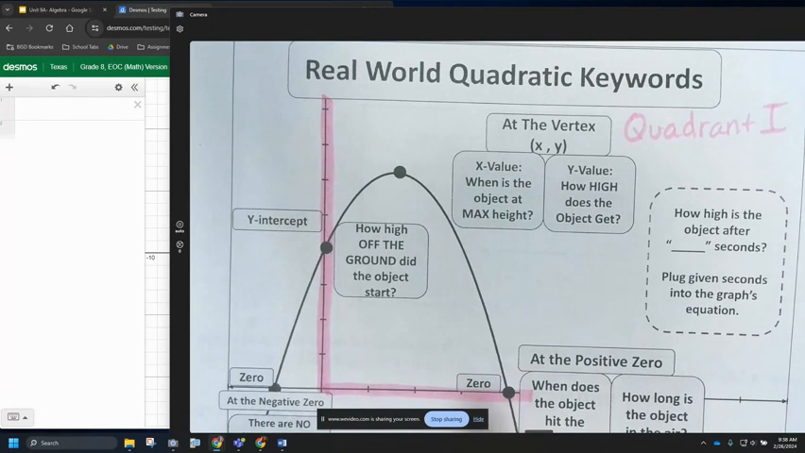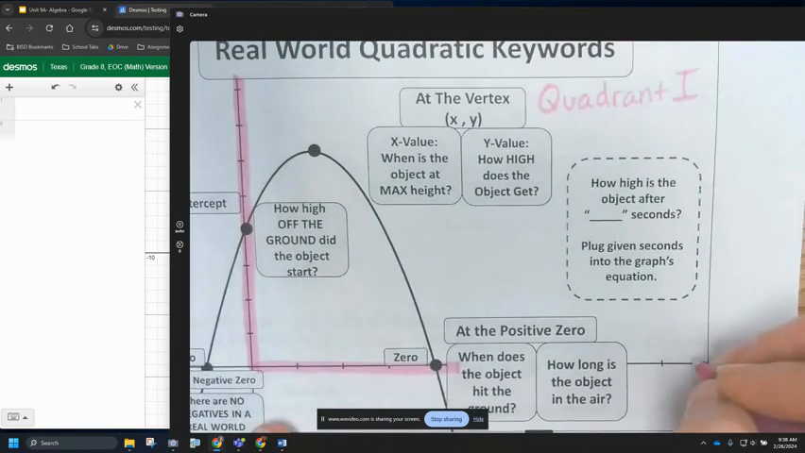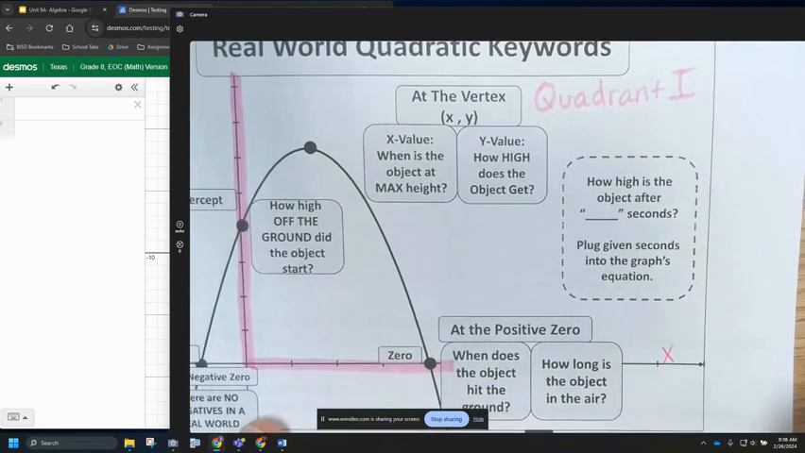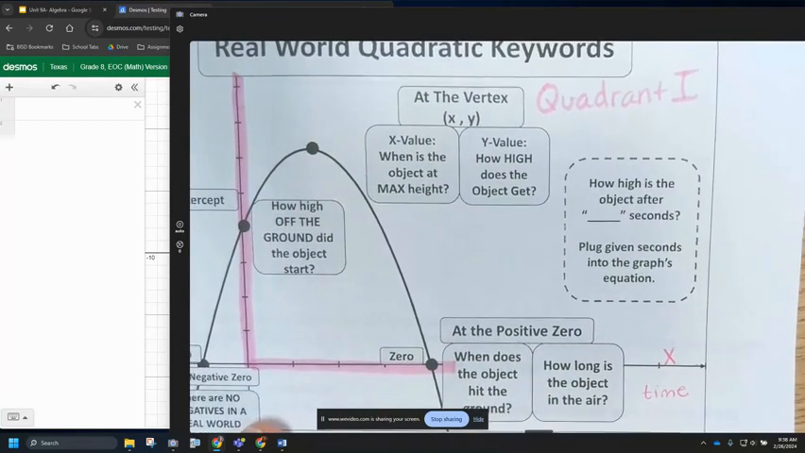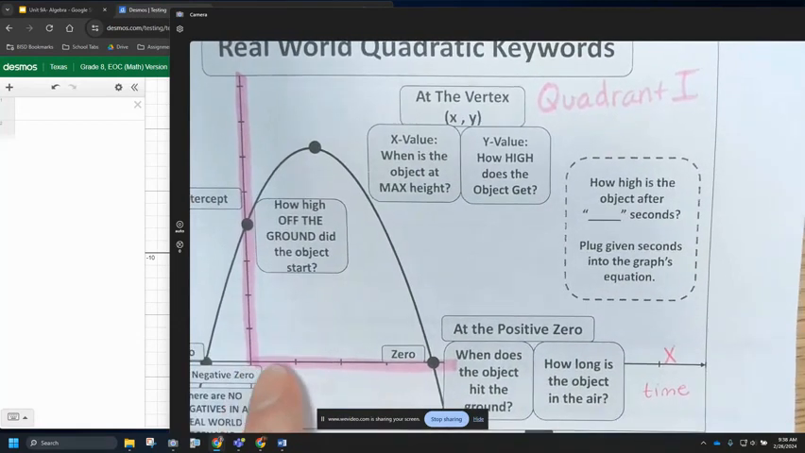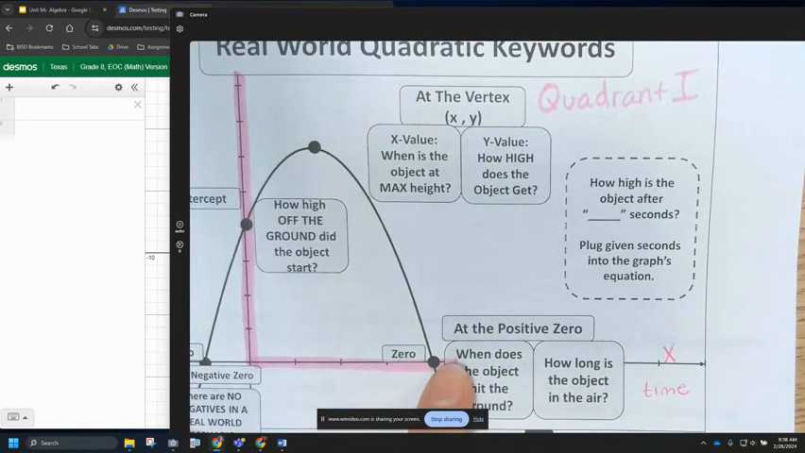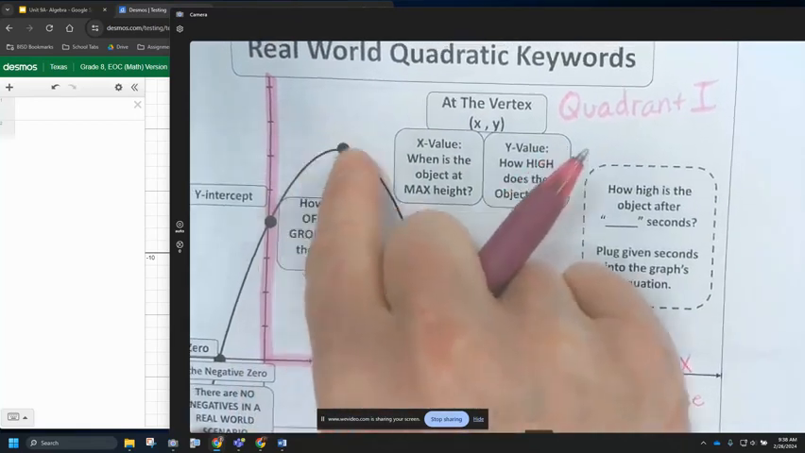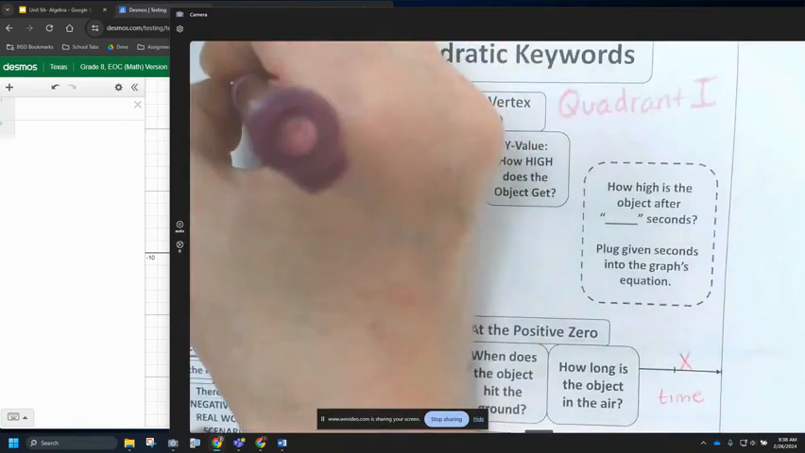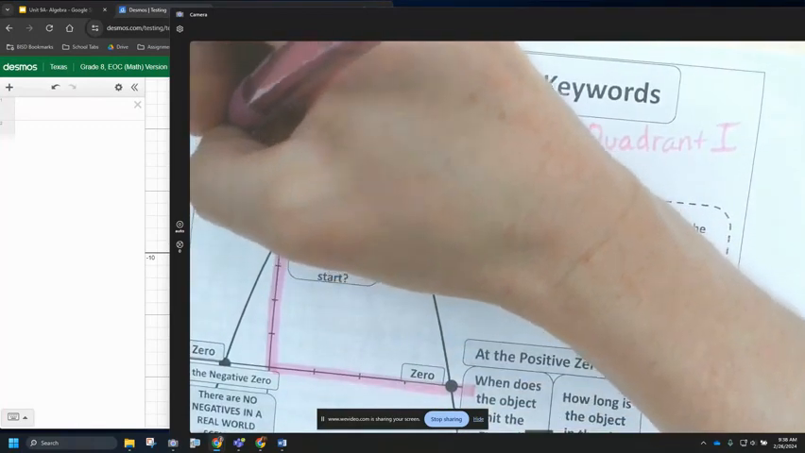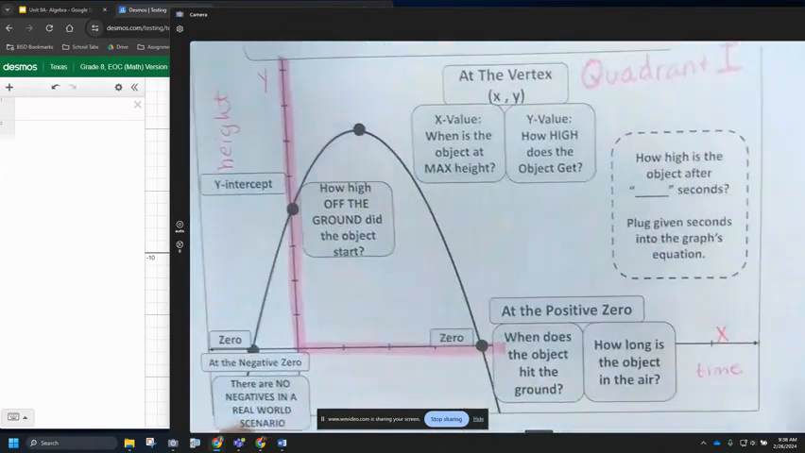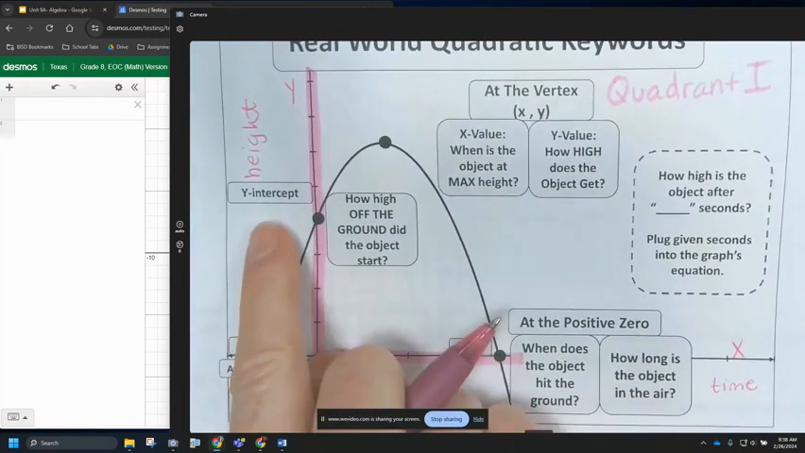So let's think about this example where someone is throwing a ball. This would be considered time. So it's your x-axis, but in this situation, it's time. Could be different things, but let's say it's time. So this is how long the ball was in the air. And then this can represent the height. This is your y-axis, so it can represent the height. So we have time and height, x and y.